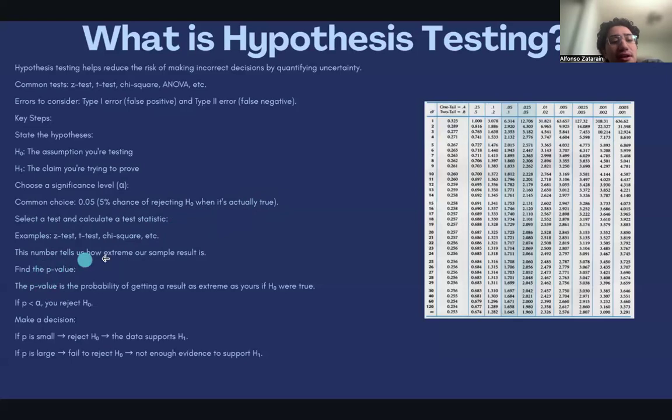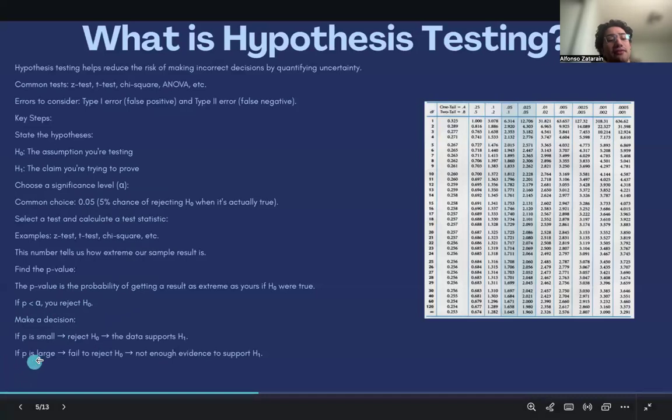We use those. These numbers tell us how extreme our sample results are. Then we find the p-value. What is the p-value? As you may be questioning yourself, the p-value is the probability of getting a result as extreme as yours if the null hypothesis were true. If the p-value is less than the alpha, you reject H0 and we make a decision. If p is small, we reject H0, which would mean the data supports H1. And if p is large, we fail to reject, which means there is not enough evidence to support H1.